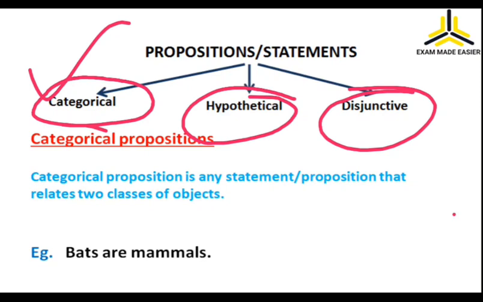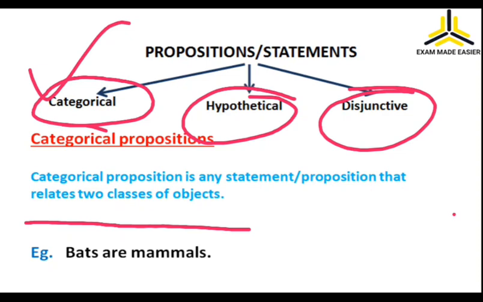Now what is a categorical proposition? A categorical proposition is any statement or proposition that relates two classes of objects. As you can see from the definition, it is very clear. These are nothing but statements or propositions that relate two classes of objects. I will show you how with an example.